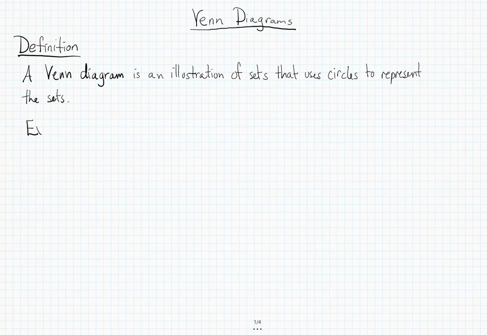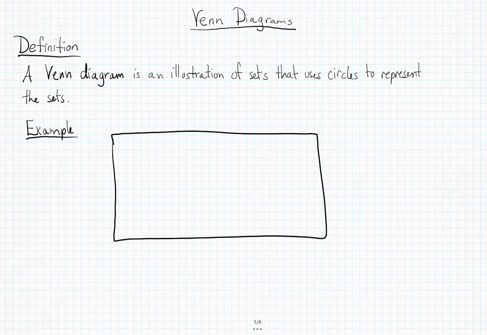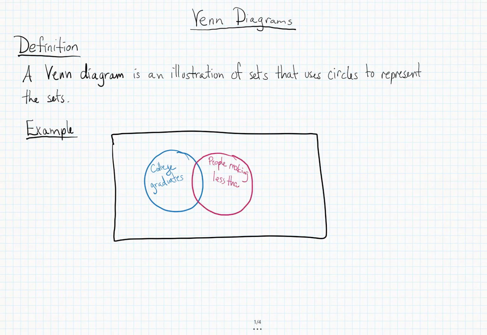Looking at an example of this, what would it look like? Well, we can create two circles that overlap a little bit, and let's distinguish what each of these is dealing with. We have a blue circle indicating college graduates, and then a red circle indicating people making less than $30,000 per year. If we look at the blue circle that's outside the red circle, what does that mean? Inside the blue circle, we're talking college graduates. Outside the red circle would be the opposite of people making less than $30,000 a year. So that would be college graduates making $30,000 or more per year.